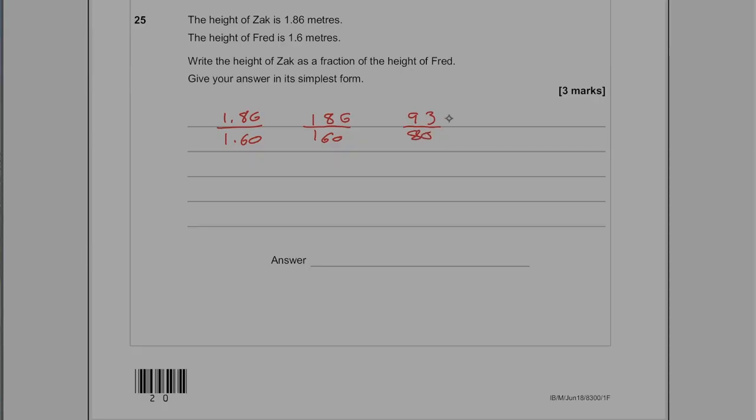I'm just trying to work out whether there's anything else that will go into them both, and I can't spot anything. So I think that's perfectly fine. I think 93 over 80 will be acceptable, but I'm going to convert it to a mixed number and say 1 and 13/80ths.